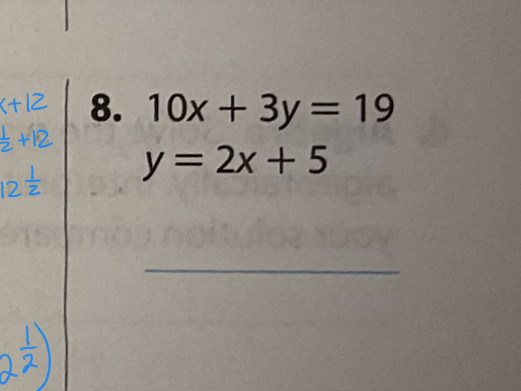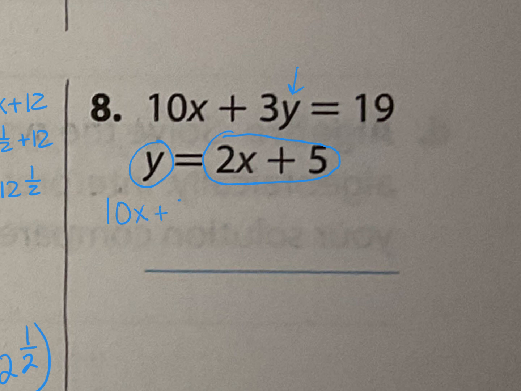Looks like the second equation, they tell me what y equals. They tell me y is equal to 2x plus 5. So up on the top one, instead of writing y right there, I'm going to write 2x plus 5, and then the top equation will only have x's. Because the bottom equation tells me exactly what one of the letters equals, I'm going to use that one to plug into the first equation. So now I have 10x plus 3, and instead of y over here, I'm going to say parentheses 2x plus 5, because that's what y equals. Equals 19.